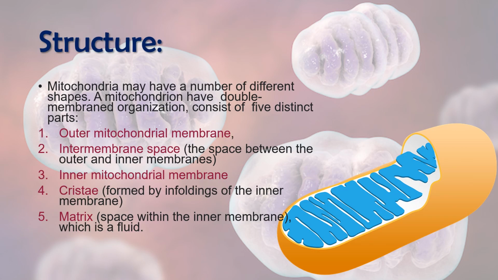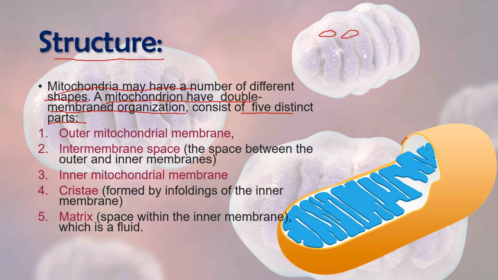Coming up next is structure. What is the structure of a mitochondria? You can see this diagram. This is a mitochondria. The mitochondria may have a number of different shapes. It is not certain that the mitochondria should be oval, cylindrical or round. The shape varies. A mitochondrion has a double membrane organization and consists of 5 distinct parts.